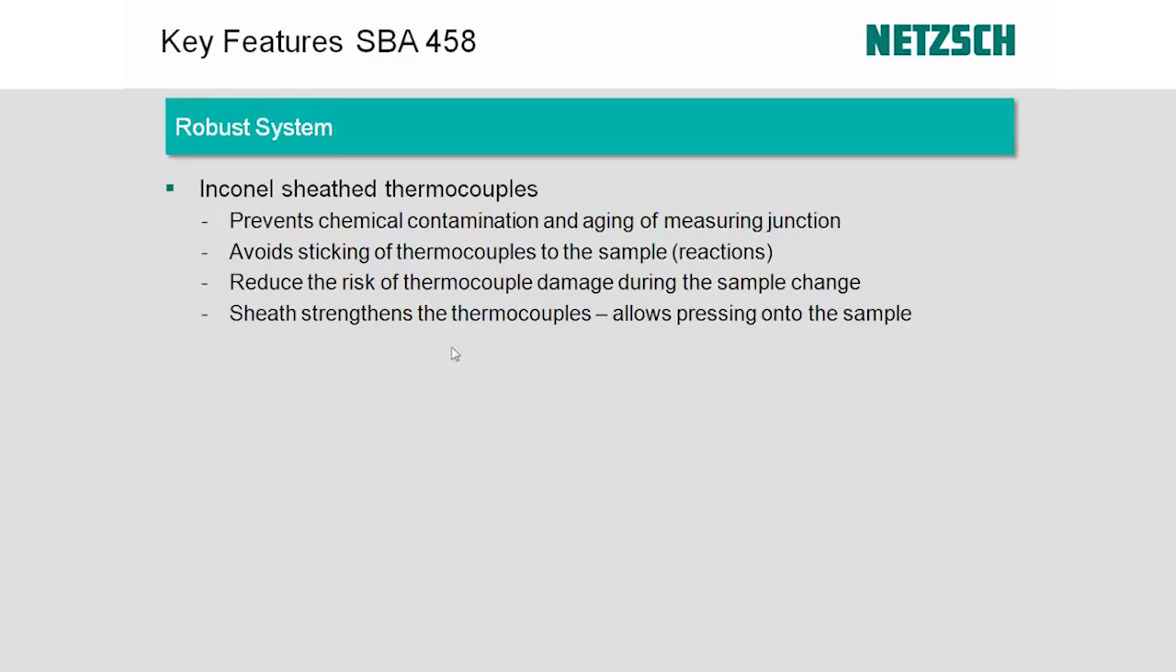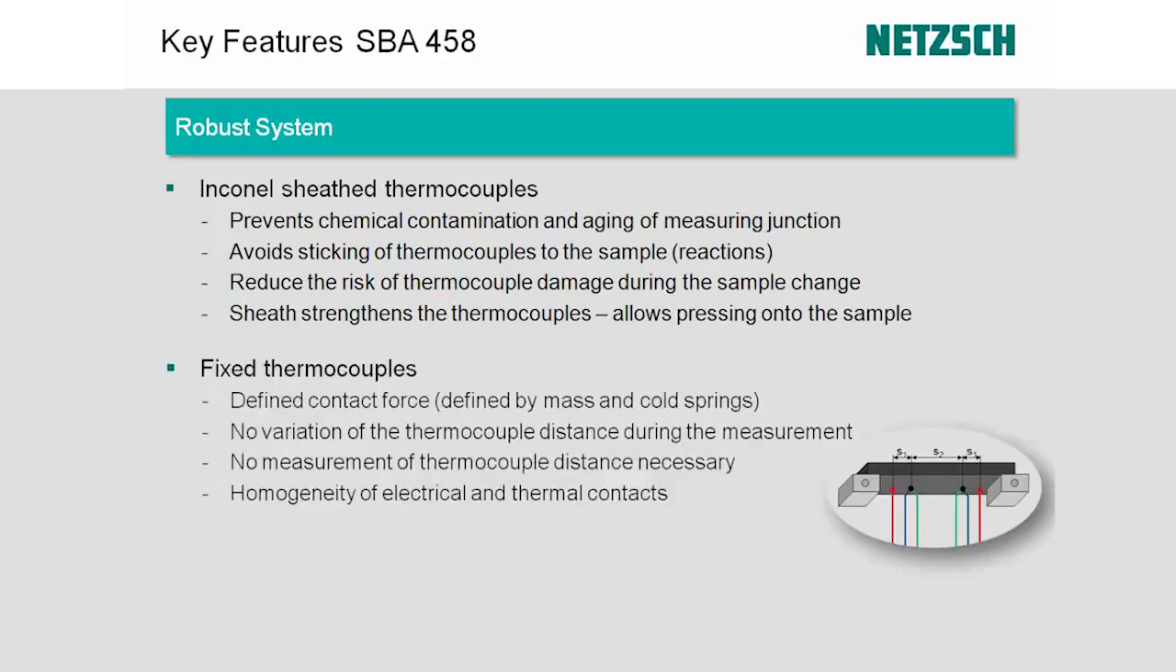The sheathing, of course, also strengthens the thermocouples, so you're allowed to press them with some force onto the sample to give that positive and uniform ohmic contact between the pins and the sample, or the thermocouples and the sample, and that's very important for the measurement. So the fixing of the thermocouples gives us a defined contact force, again determined by that mass and the compression of the cold springs, which we looked at. It doesn't give us any variation in the distance during the measurement. We don't need to measure that distance for the calculation. And as well, it gives us homogeneity of the electrical and thermal contacts.